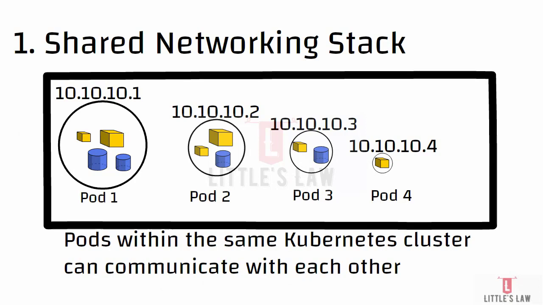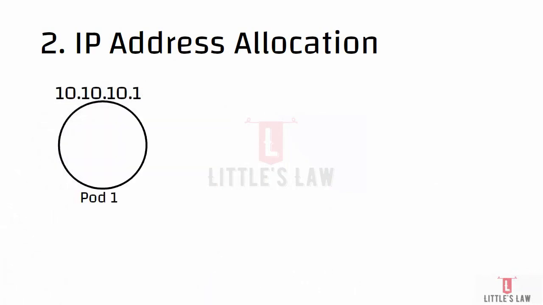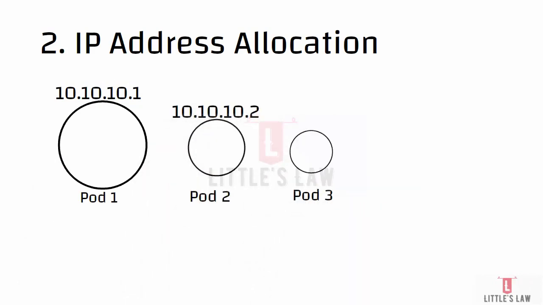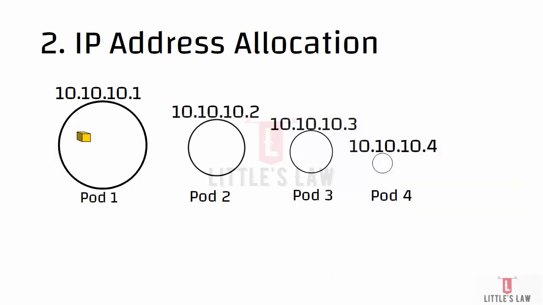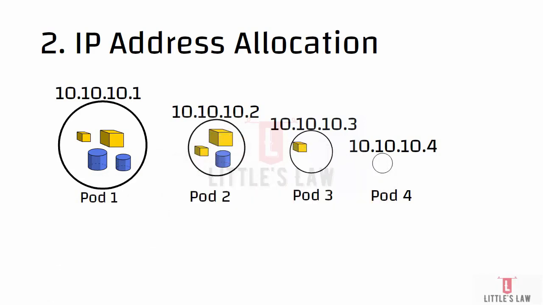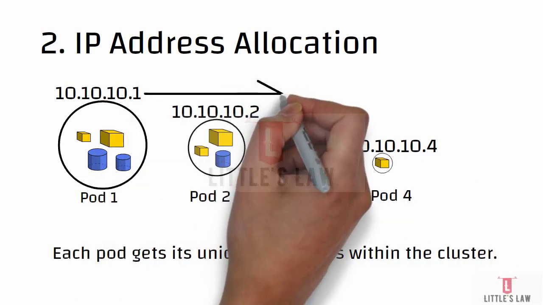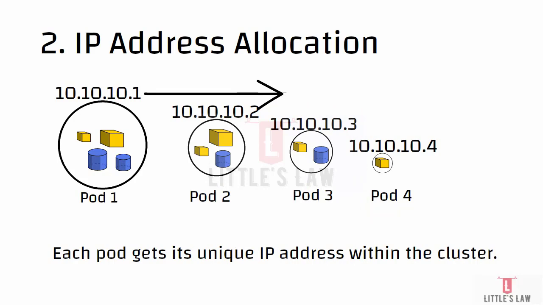And now let's move on to the second part, which is IP address allocation. In Kubernetes, each pod is assigned a unique IP address within the cluster, and containers within the pod can communicate using this IP address and designated ports. This facilitates direct communication between containers within the same pod, enabling seamless interaction within the Kubernetes environment.